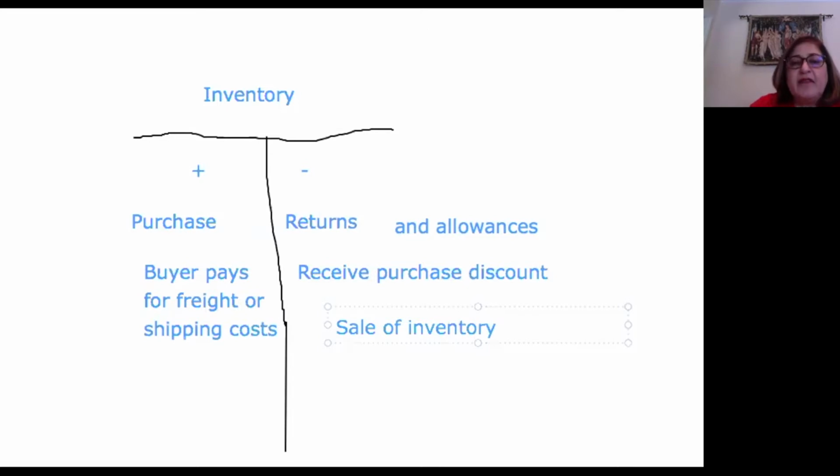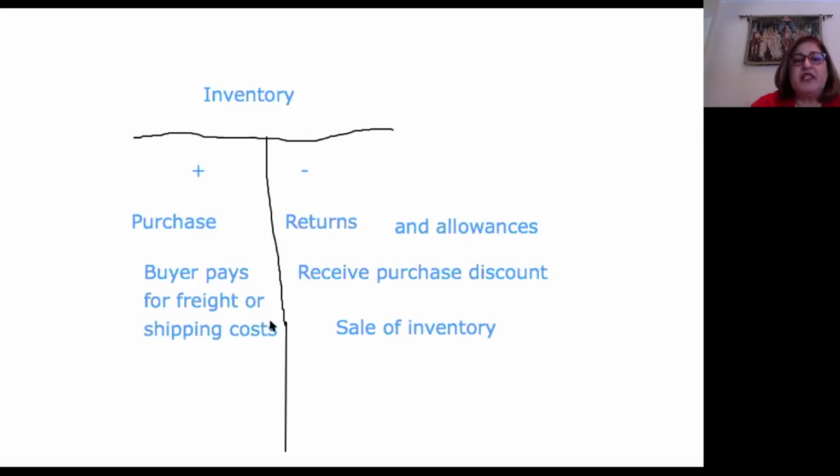So you have five transactions so far that affect the account. Two of them increase it: the purchase price, and the freight we pay if we are a buyer.